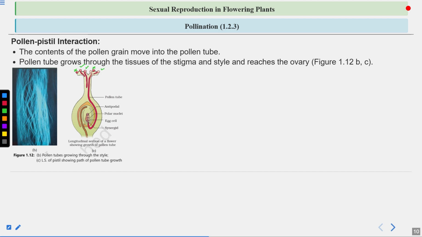Right? Okay. So here you can see only one of the pollen tubes is reaching the ovule part. Only one of the pollen tubes is reaching the ovule part. And you can see in this particular diagram, this hair-like structure, what are these? Pollen tubes growing through the style. There are so many pollen tubes. So you can think about the number of pollen grains that are present at the stigma.